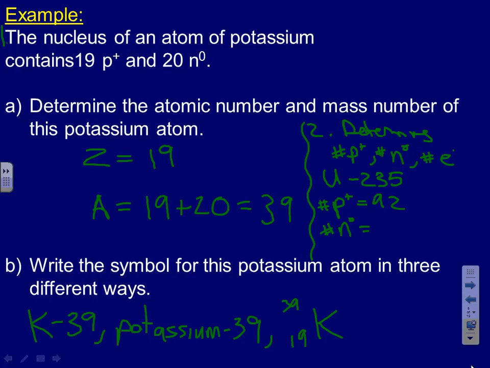What is the mass number? I want you to tell me what that number is. Yes, it is. That's correct. 235 is the mass number. That's the total mass. 235 minus 92. So how many neutrons in this thing?